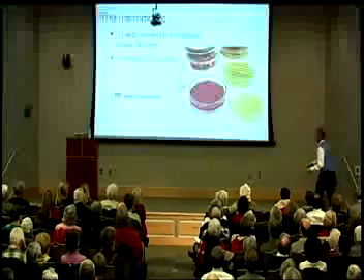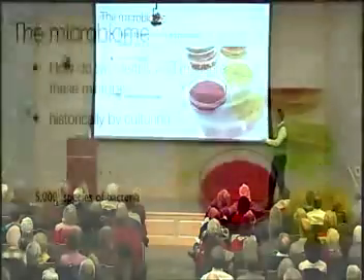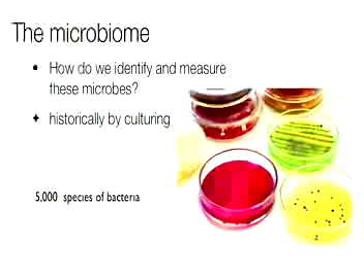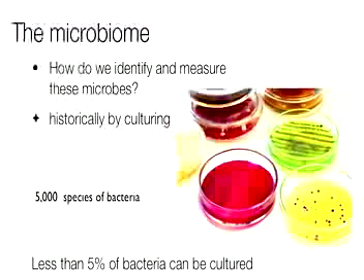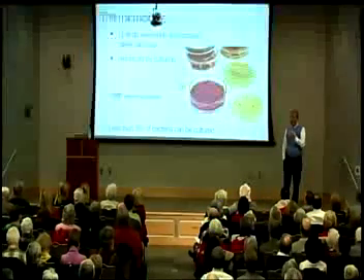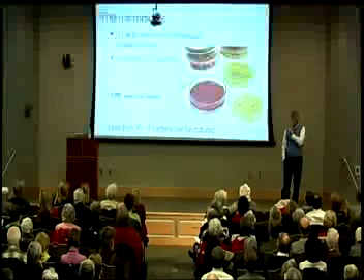And based on that information, we figured out there were about 5,000 species of bacteria that we knew of, that we could classify. The problem with this is that a very, very small percentage of bacteria can be grown in those kinds of culture conditions on plates. So we knew we were missing enormous amounts of bacteria that we couldn't culture.